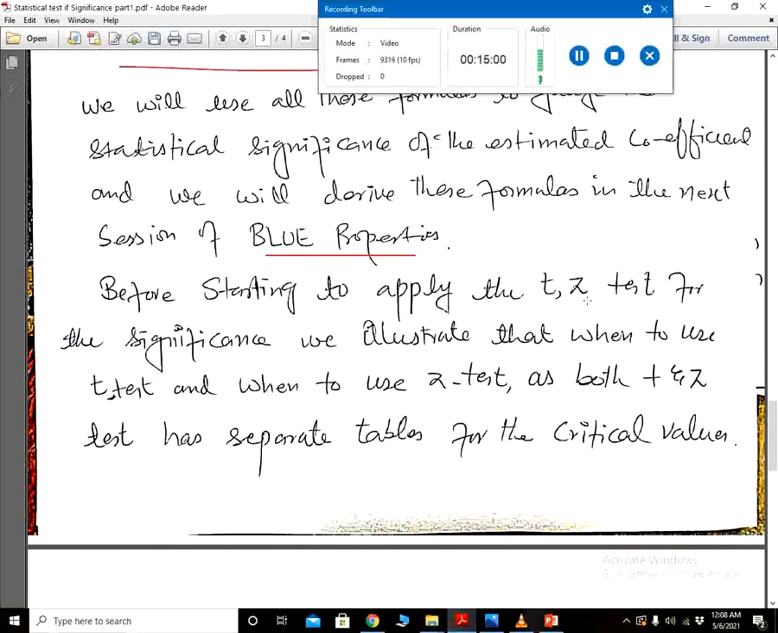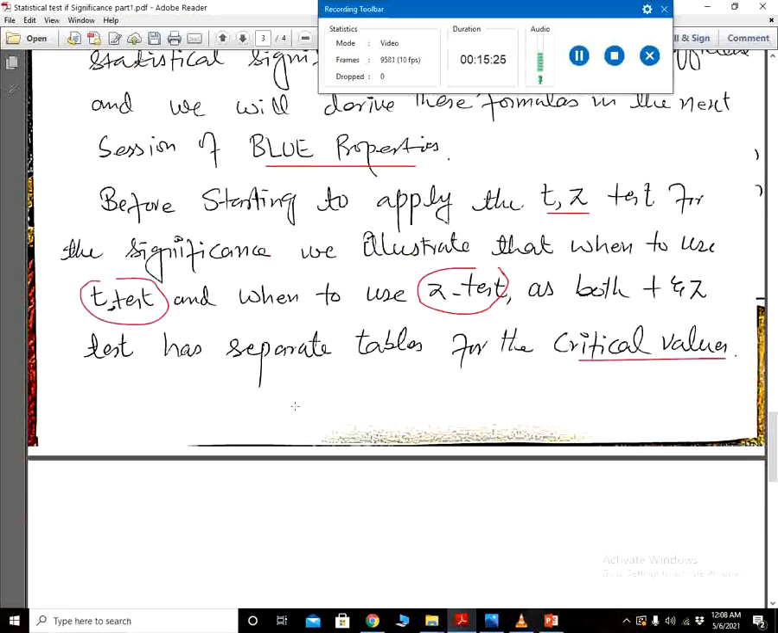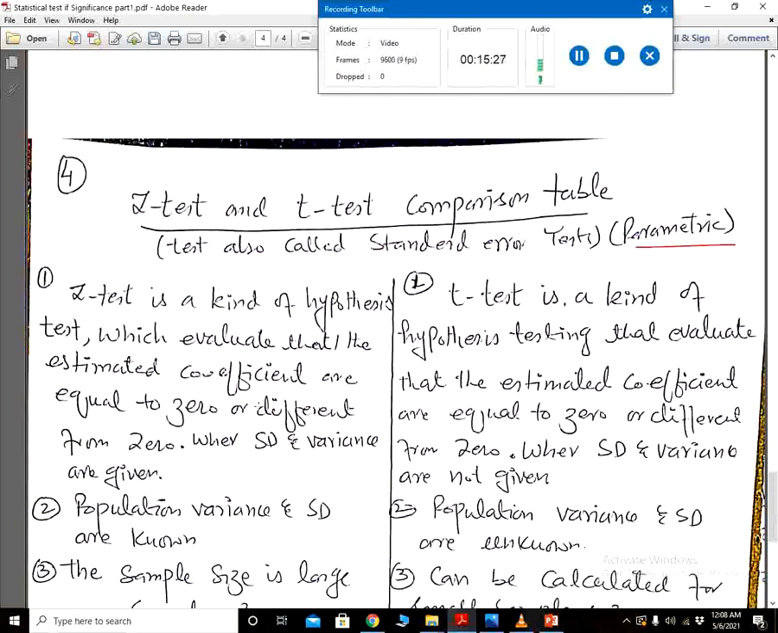Before starting to apply the T-Z test for significance, we illustrate when to use the T-test and when to use the Z-test, as both have separate tables of critical values for acceptance or rejection. When we use the T test and Z test and what their basic properties are, we study in the next slide, the Z test and T test comparison table.